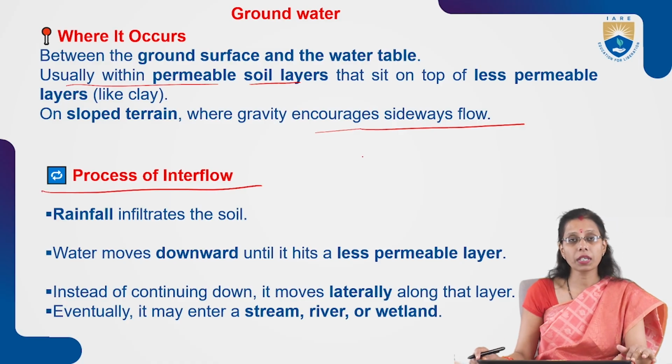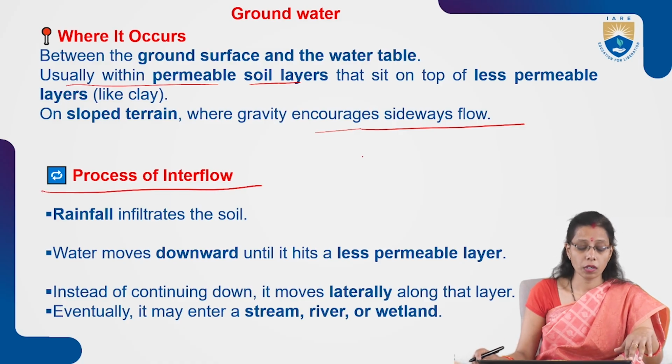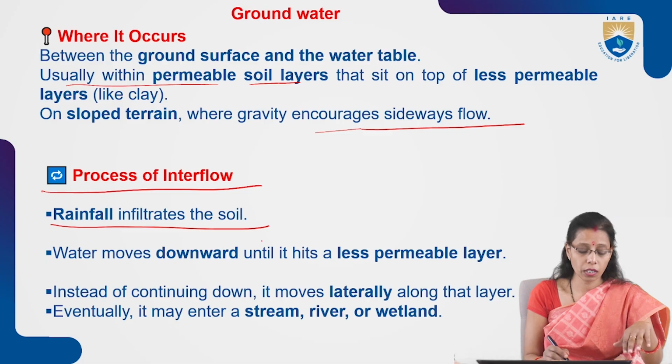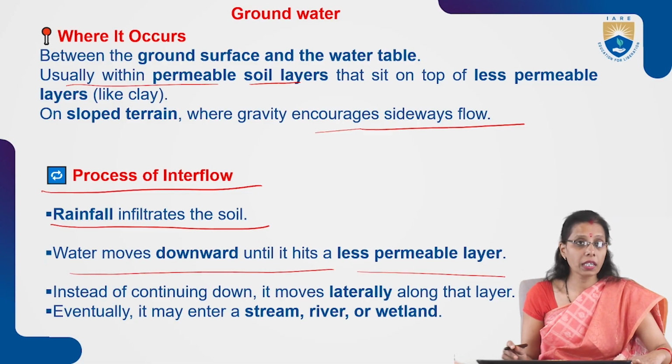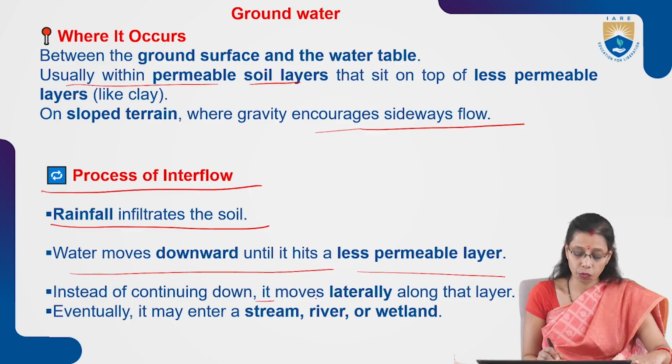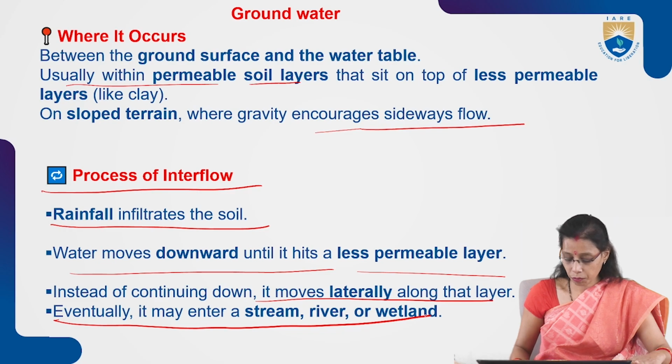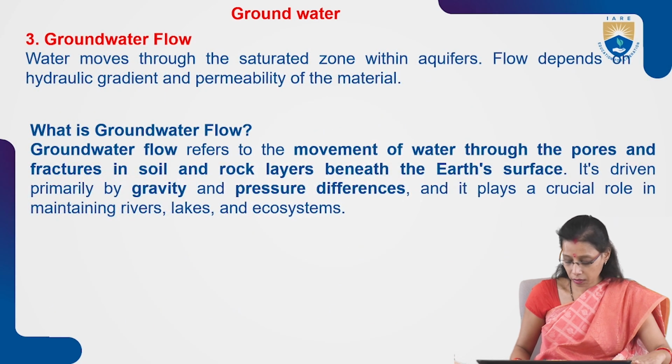Now, the process of interflow. Rainfall infiltrates the soil, and water moves downward until it hits a less permeable layer. Instead of continuing down, it moves laterally along the layer. Eventually, it may enter into a stream, river, or wetland.